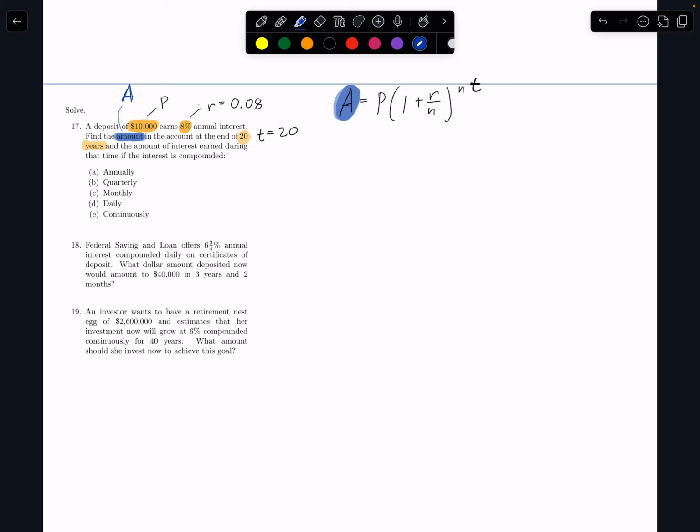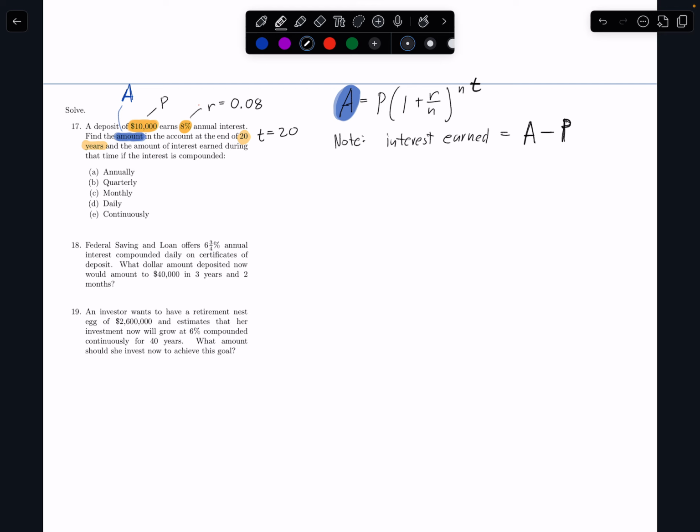Interest earned is just going to be the difference between the total amount and how much you started with, right? So here, let me just write a little note. Interest earned. And if you think about it for a moment, that makes sense, right? Interest earned is just how much you ended up with at the end of time, 20 years in this case, and you subtract how much you started with, how much you initially invested. The rest that you earn is all interest. Okay, so we're going to do annually, quarterly, monthly, daily, continuously.